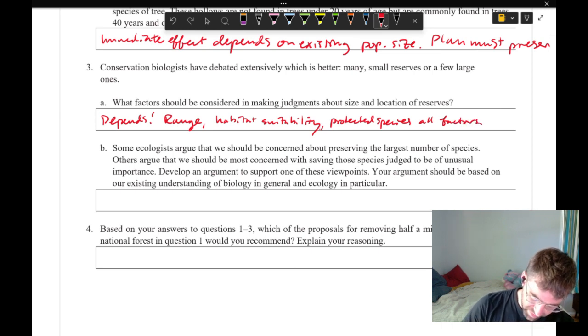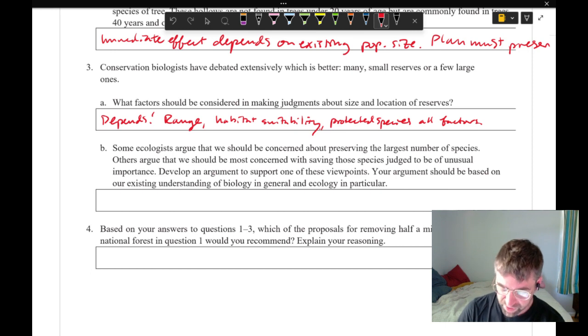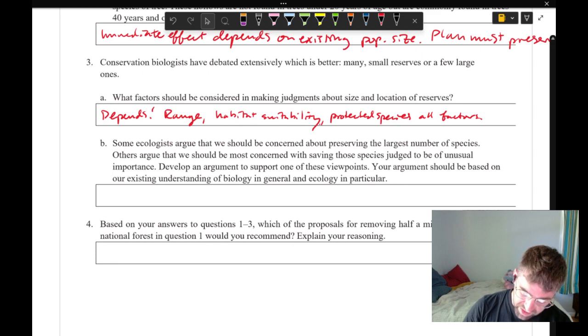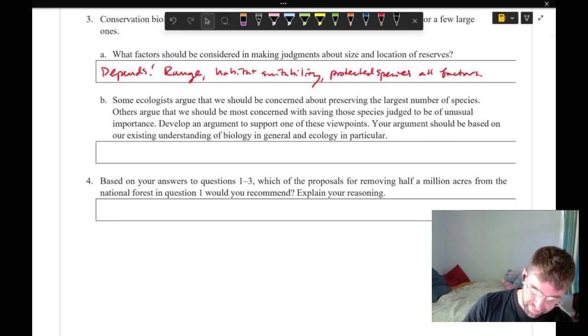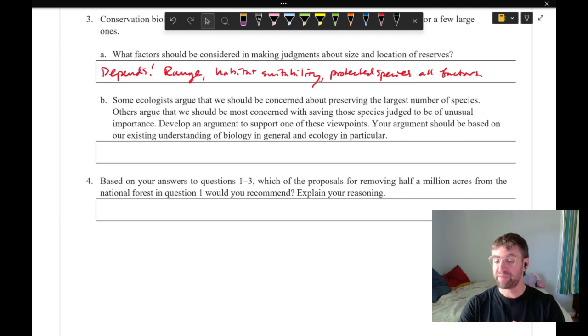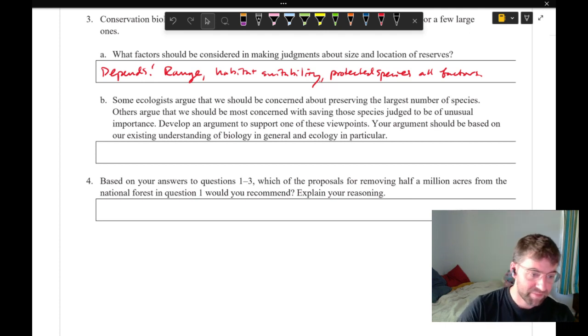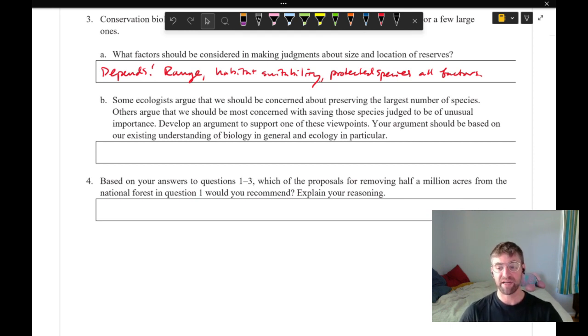Some ecologists argue that we should be concerned about preserving the largest number of species, so in other words, maintaining biodiversity. Others argue that we should be most concerned with saving those species judged to be of unusual importance. Develop an argument to support one of these viewpoints. Your argument should be based on our existing understanding of biology in general and ecology in particular. Plenty of logical arguments could be proposed here. In developing your argument, you should really consider the habitat and energy or food requirements of the plant and animal species, as well as any behavioral requirements of the species.